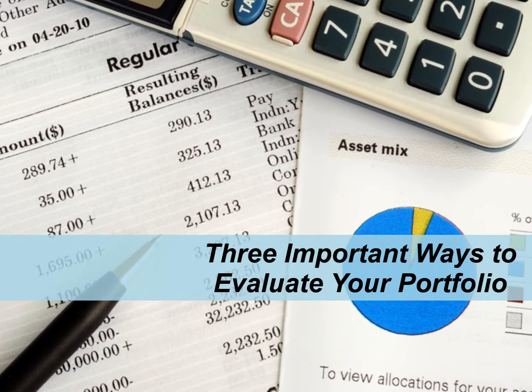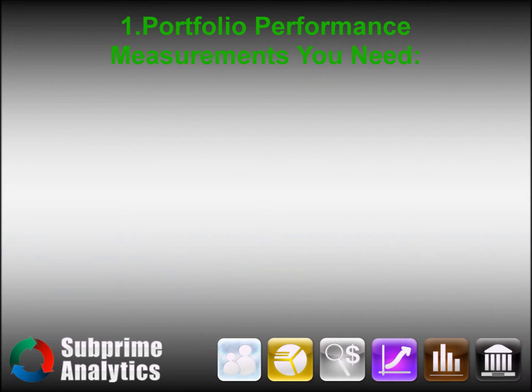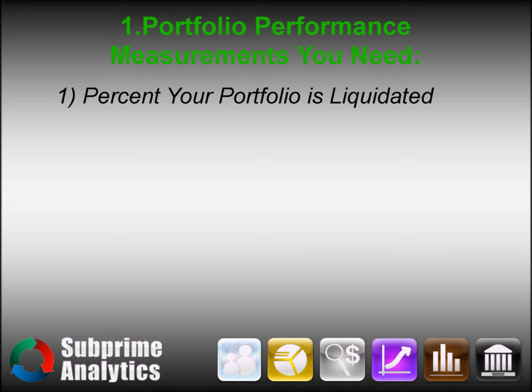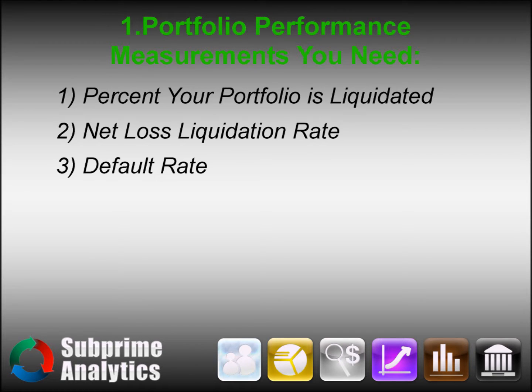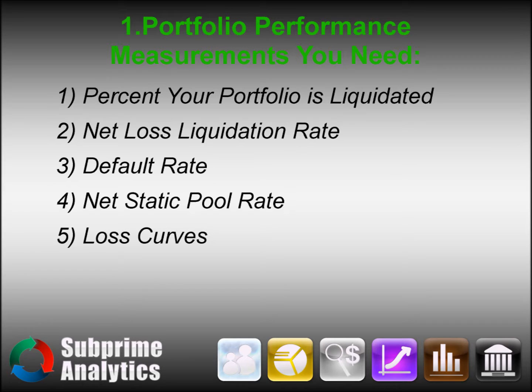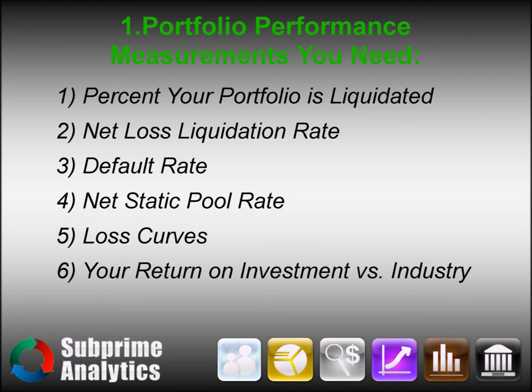The first method is to use performance measurements to determine the status of your portfolio. First, we look at the percent your portfolio is liquidated. Then, we calculate net loss to liquidation and default and static pool loss rates. We develop loss curves to project your future losses. And finally, we calculate your return on investment versus your industry peers.